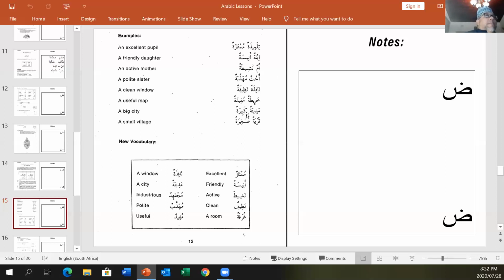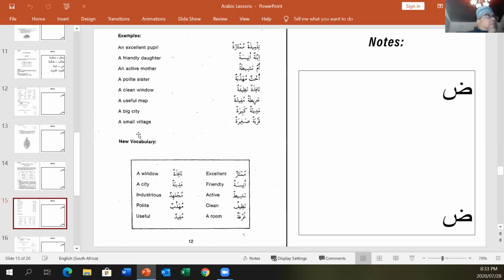So here we say Madinatun Kabiratun. Why? Because Madinatun, meaning city, is feminine. So obviously then Kabiratun is the feminine form of Kabir, meaning big. If you must say a big boy, how would you say that? Waladun kabirun, mashallah. Why? Because walad is masculine, and therefore kabirun is masculine.